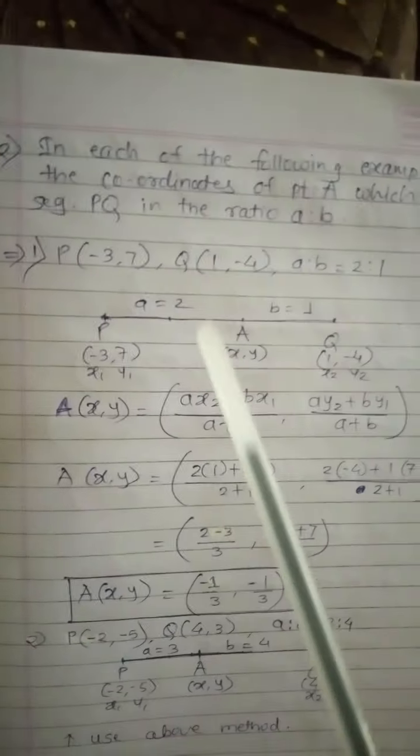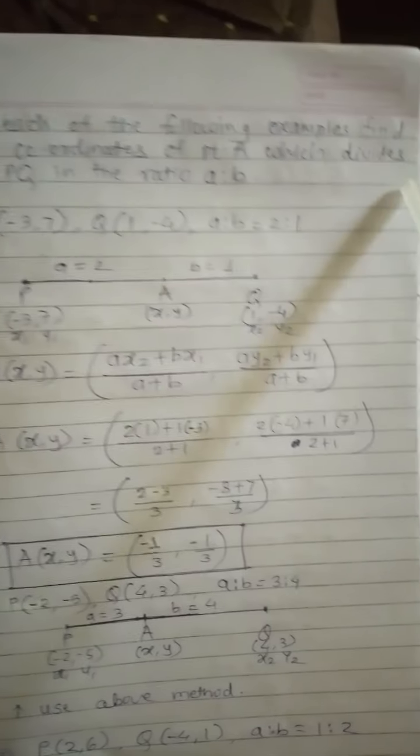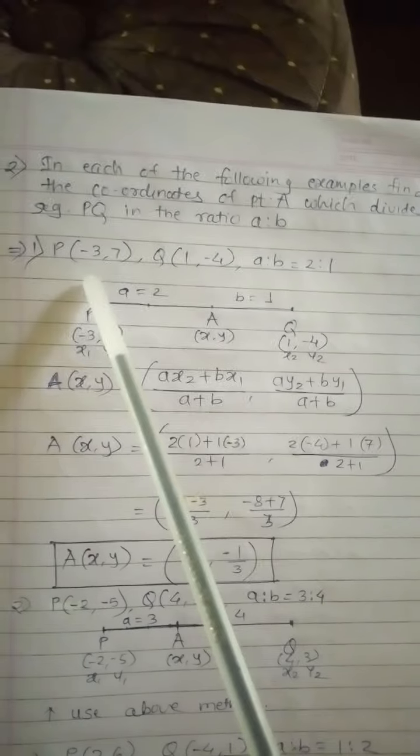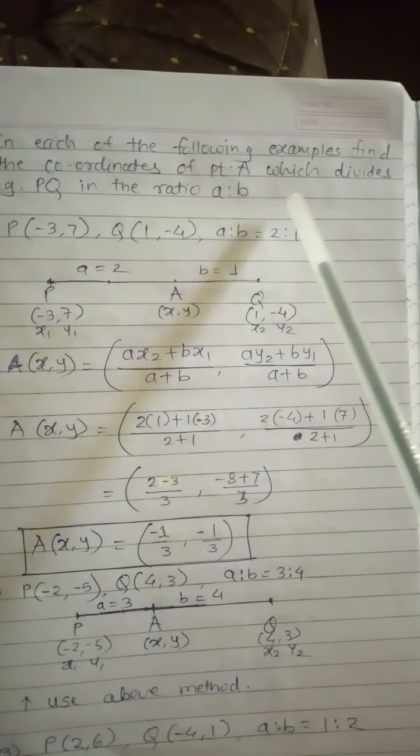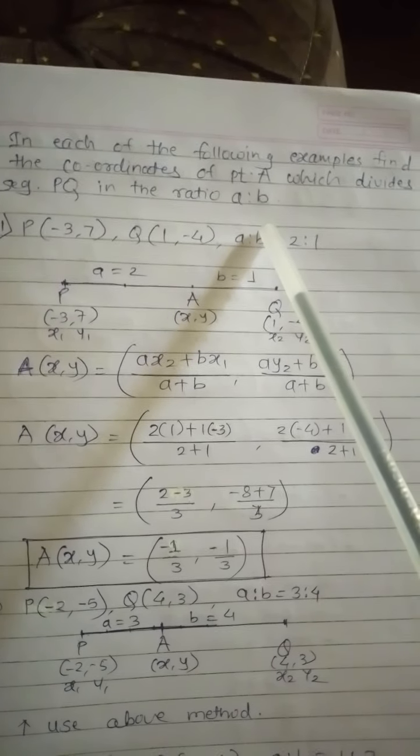Now the next example. Question number 2: in each of the following examples, find the coordinates of point A which divides the segment PQ in the ratio a:b.